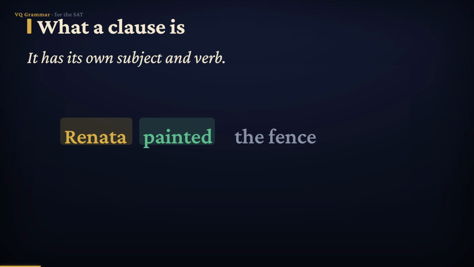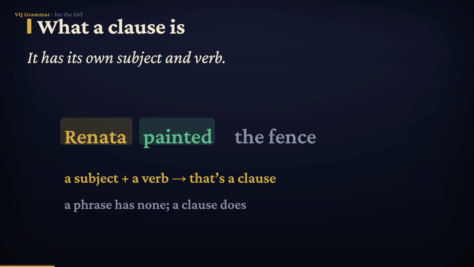Renata painted the fence. The subject is Renata. The verb is painted. So this is a clause. That's the big difference from a phrase. A phrase has no subject-verb pair, but a clause always does. Find a subject teamed with its verb, and you found a clause.